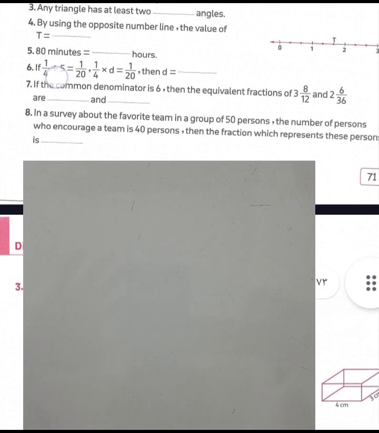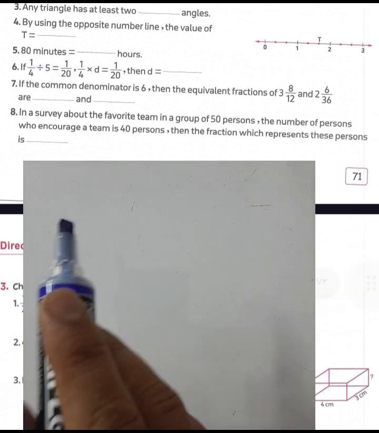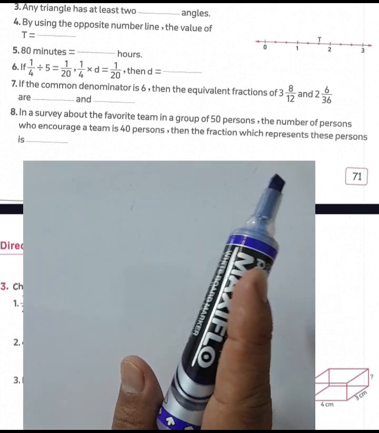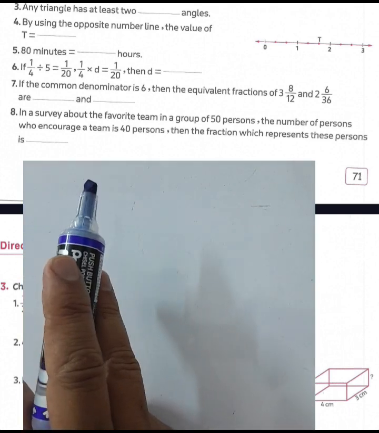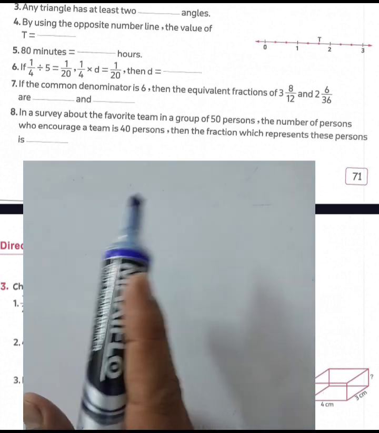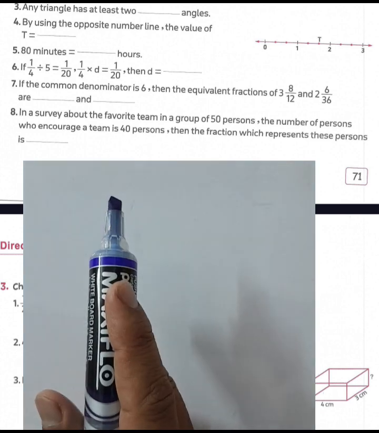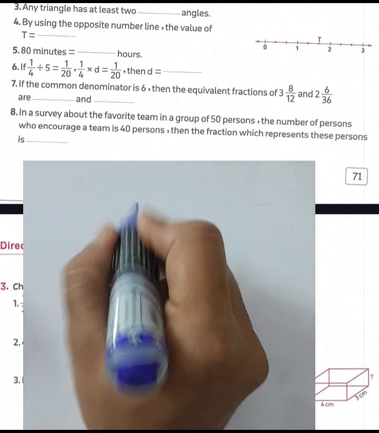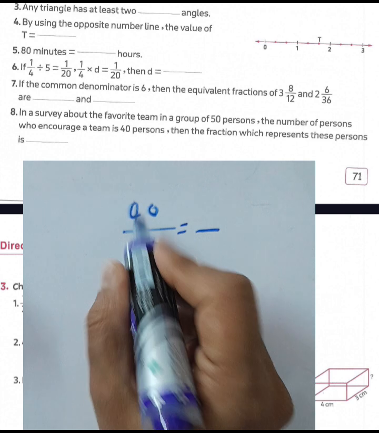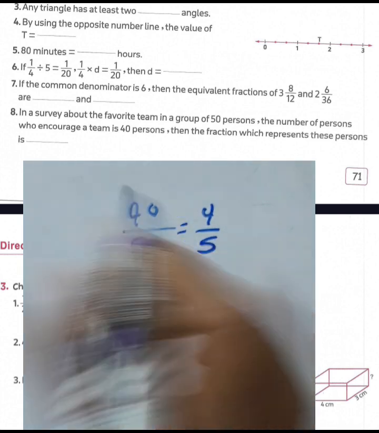Next question, number 8. In a survey about the favorite team in a group of 50 persons, the number of persons who encouraged a team is 40 persons. The fraction which represents these persons, we can write 40 over 50. Write the number of persons over the total and then divide by 10, numerator and denominator, and the result will be 4 over 5.